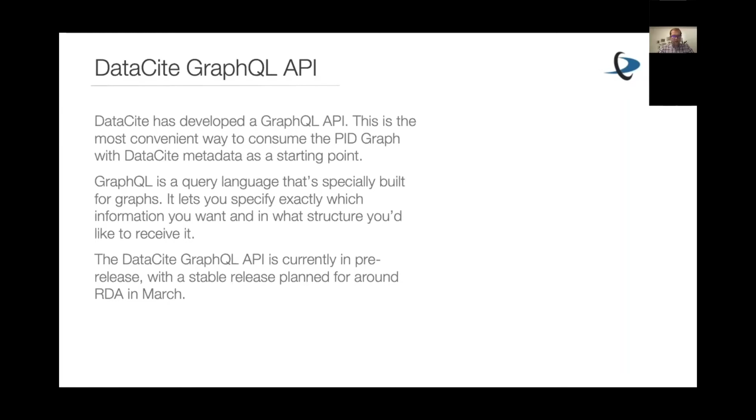The DataCite GraphQL API is currently in pre-release with a stable release planned. Apologies, this was slightly outdated. It was released in March. We now have a stable version of the GraphQL API that has been launched.